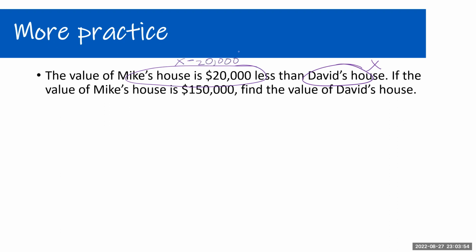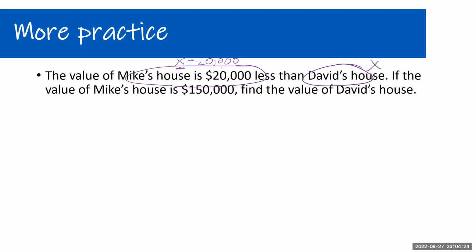Okay, because we know that $20,000 less. Be careful here that you don't do 20,000 minus X. Okay, it's 20,000 less than X. So if I tell you, hey, you made $3 less than $10, then you made 7, right? The less is after. So whatever David's house was is this X, and then we have to subtract $20,000 to get the value of Mike's.